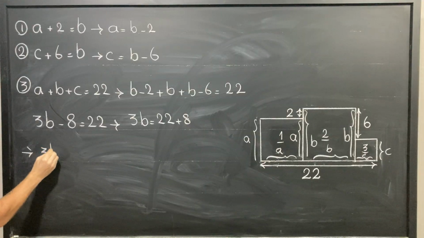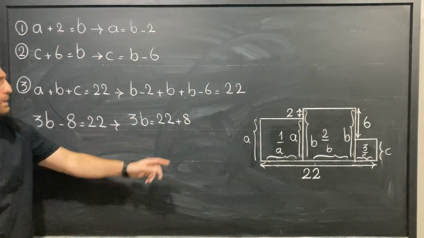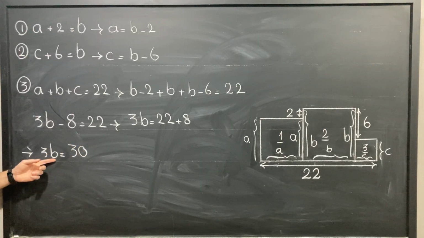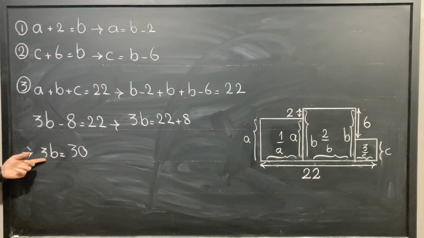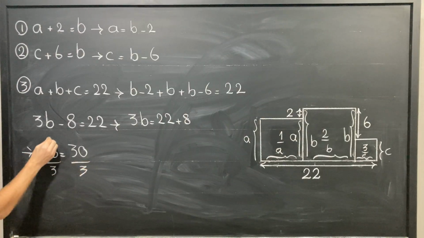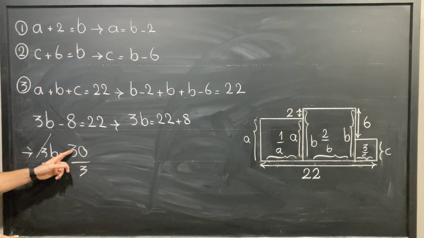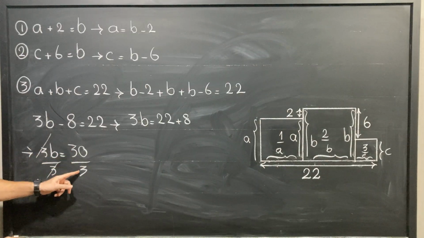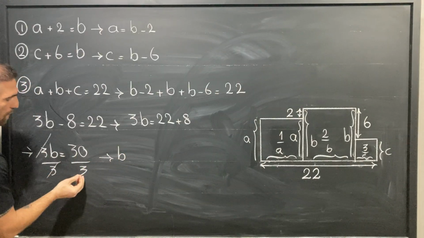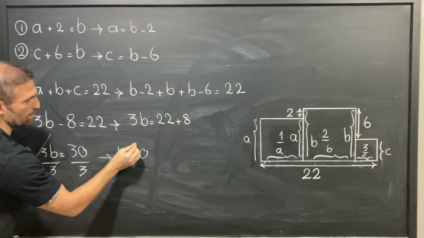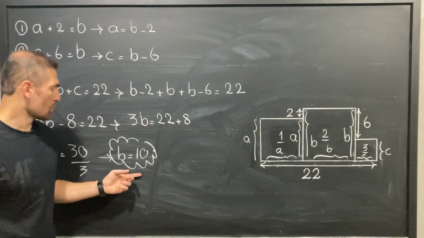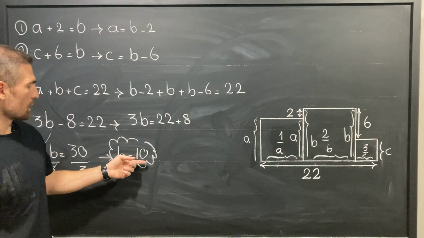Next, 3B equals 22 plus 8 is 30. Now, to find out the value of B, we need to divide both sides by the coefficient of B, which means 3. These threes cancel off. 30 divided by 3 is going to be 10. So what is the value of B? 30 divided by 3 equals 10. Until here, well, good job. Now we have the value of B, that is 10.